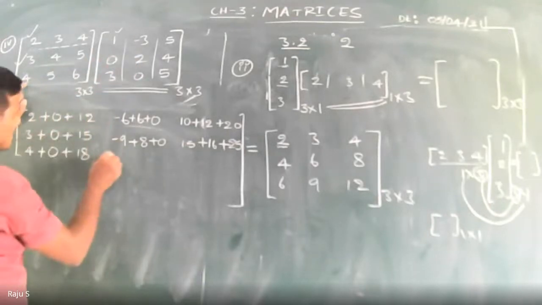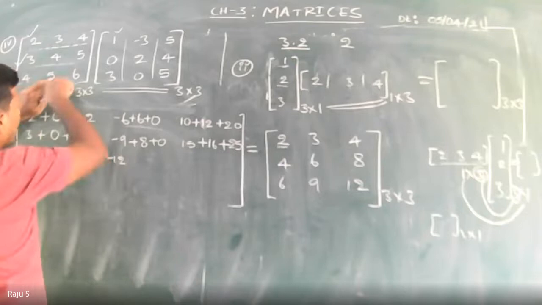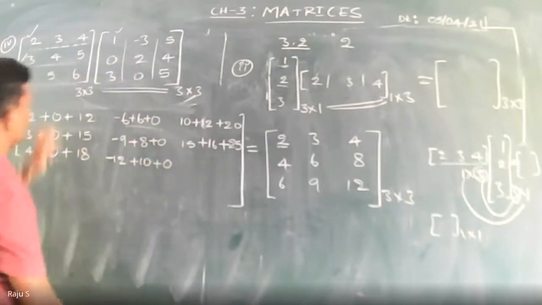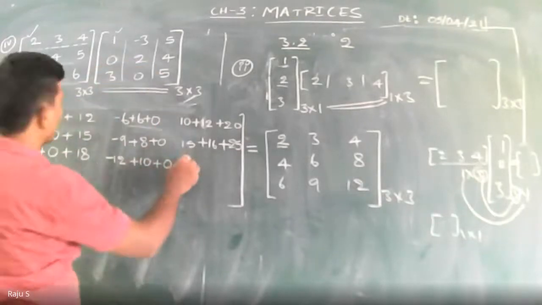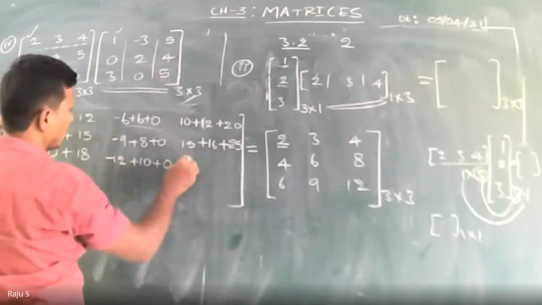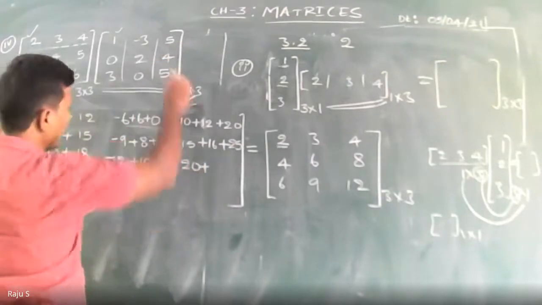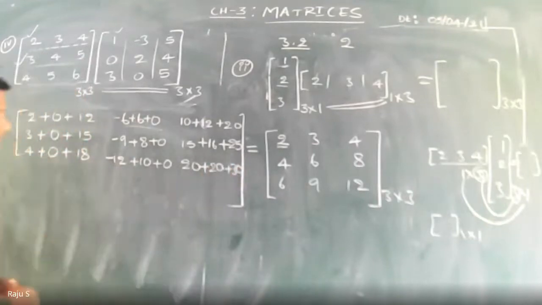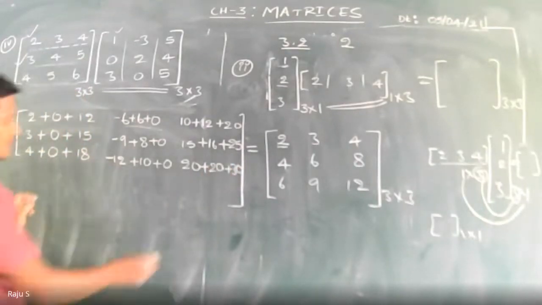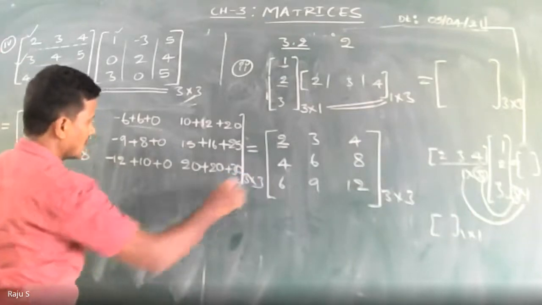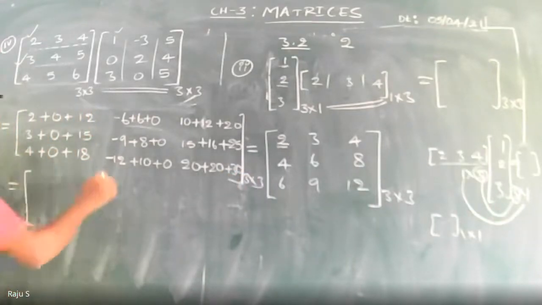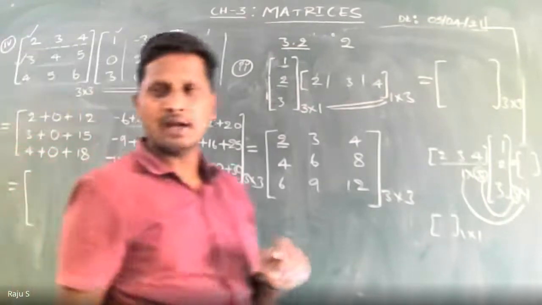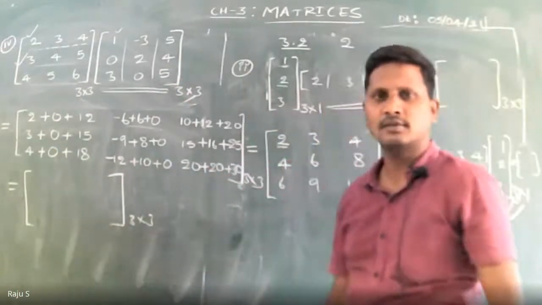So 4 into minus 3, minus 12, 5 into 2, plus 10, then 6 into 0, 0. Okay, right. Now third row, third column: 4 5s are 20, plus 5 4s are 20, plus 30. Is it clear? Right. This is the resulting matrix. Now adding all these values, we are going to get 3 by 3. So what is the resulting matrix here?